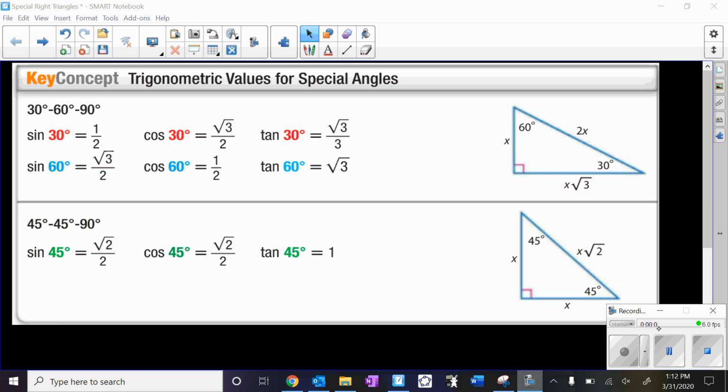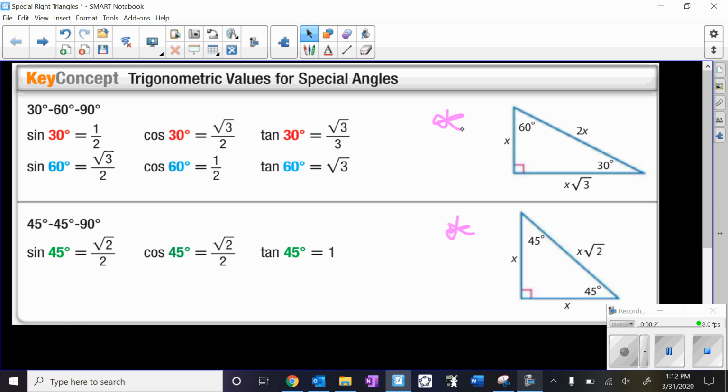One of the things that your book does is go over the idea of special right triangles in section 1, but I don't think they go into it deep enough, so we're going to do it as a separate section. So your special right triangles, you have two of them. One is your 45, 45, 90 triangle, which is the bottom one, and your 30, 60, 90 triangle.